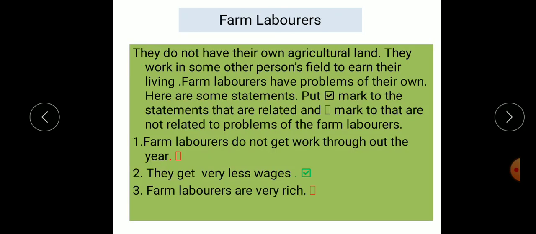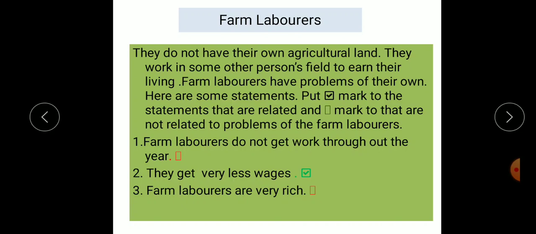Next are farm laborers. They do not have their own agricultural land. Farm laborers do not have their own land. They work in some other person's field to earn their living. A farm laborer is a person who works in an agricultural field under the field owner and is paid wages by the owner. Their economic condition is not so good. So farm laborers have problems of their own.